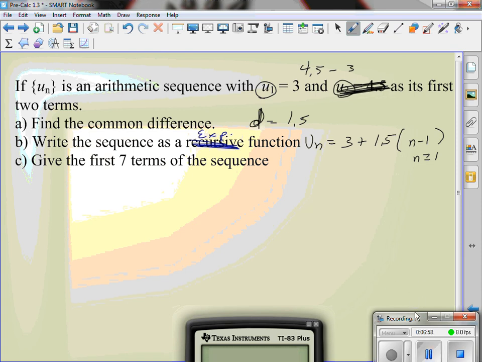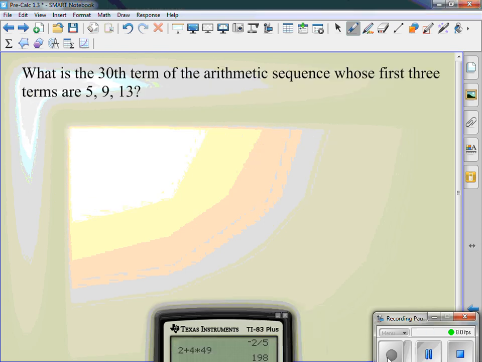Write the first 7 terms. Okay, the first term is 3. The next one's 4.5. Do not write u sub 1 equals u sub 2. Just use sequence notation. The next one's going to be 6, 7.5, 9, 10.5, and 12. That's the answer to part C. Those are the first 7 terms. And actually the sequence keeps going on forever.